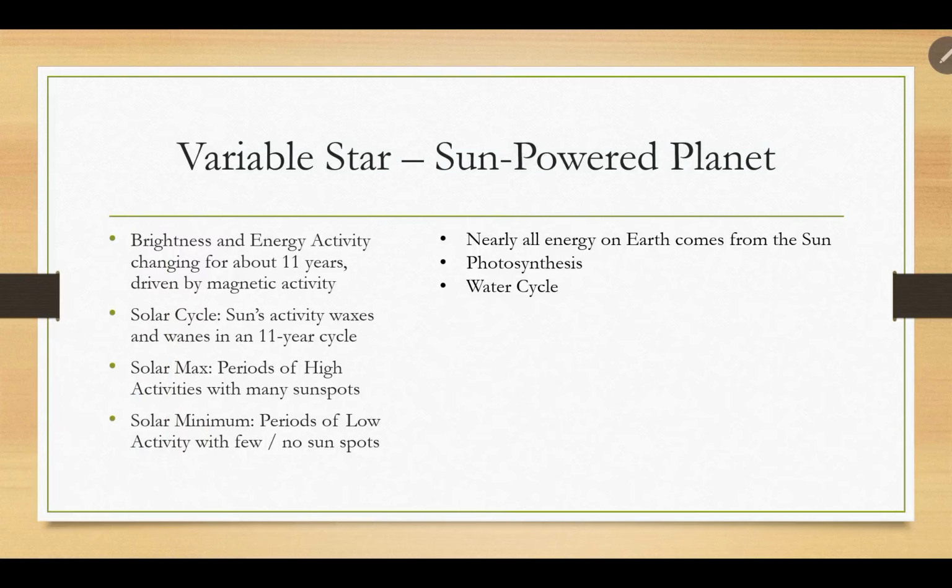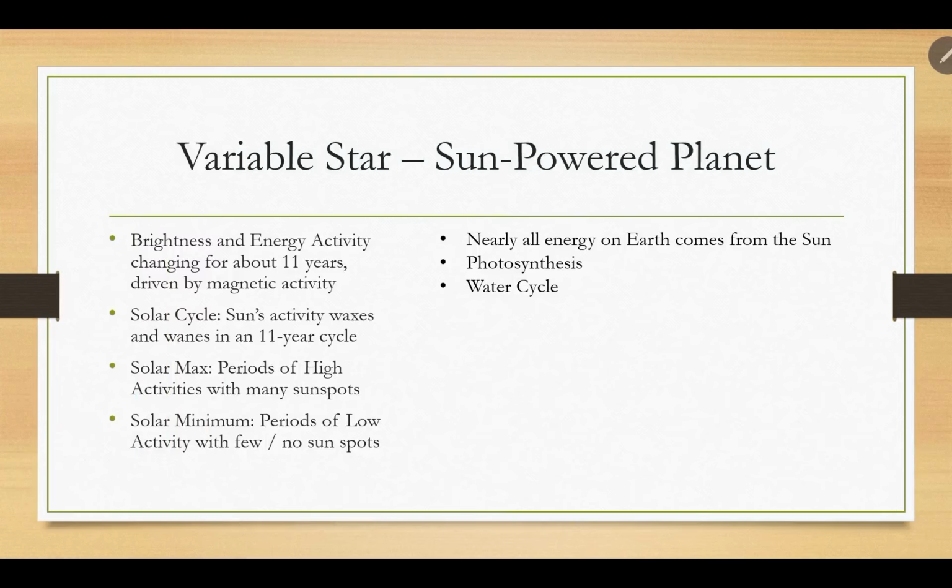11-year cycle. The solar max is periods of high activity with many sunspots, so that's where you find your higher temperatures and like your summer months. And then solar minimum is the exact opposite of that, which is periods of low activity. So that means fewer to no sunspots. So that's where our winter months come in, and our very chilly, like, negative 23 degrees.